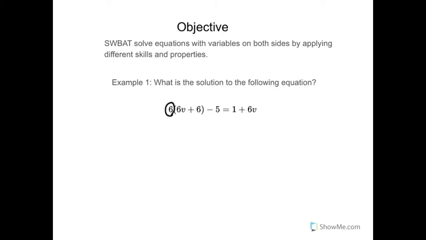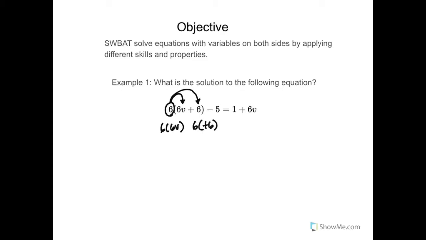So first I'm going to take this positive 6 and distribute it to what's inside of my parentheses, and only to what's inside of the parentheses. Notice that I am not distributing it to the negative 5, because that negative 5 is not inside of my parentheses. And so I get 6 times 6v, and then I have positive 6 times positive 6.